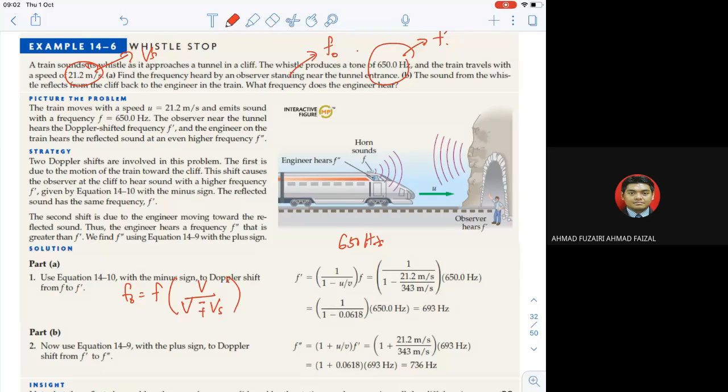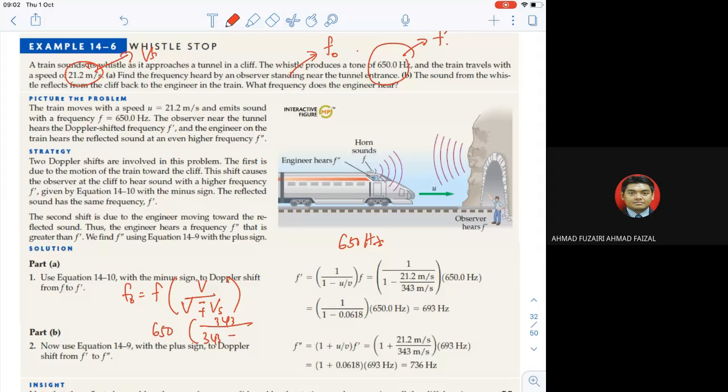Why am I using Vs? Because this is the speed of source. So the speed of source is 21.2. The frequency should be 650, and V is 343. Because it's moving towards, it should be negative. Vs is 21.2. So you will get 693 hertz. It's increased, slightly greater than 650.